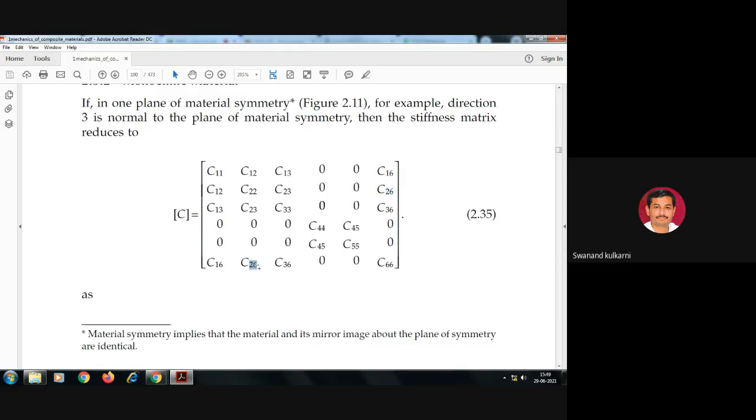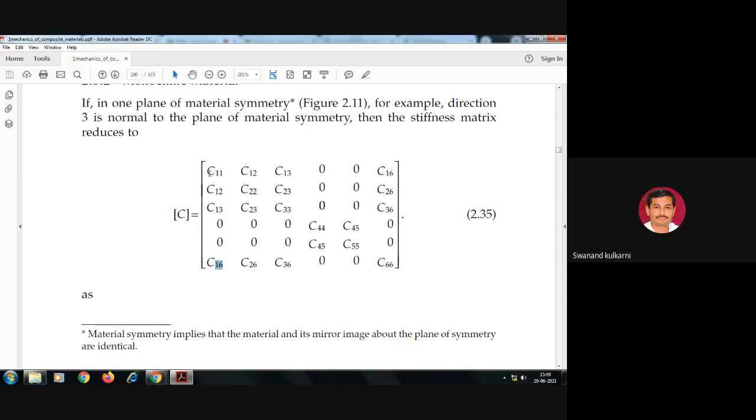Means C61, C62 and C63. All these three parameters which are shown here, the same three parameters are shown here also. So C16, C26 and C36, these three parameters are here, and C66 is here only.